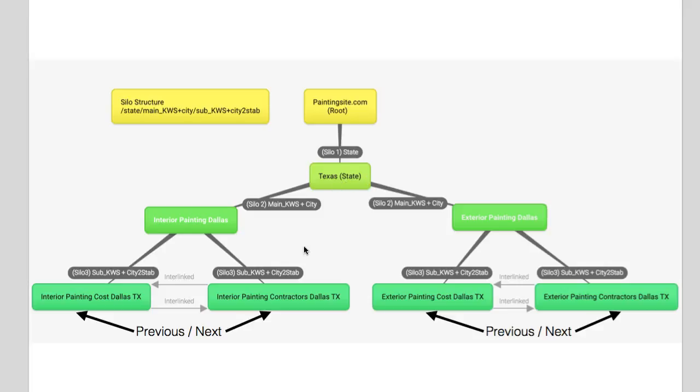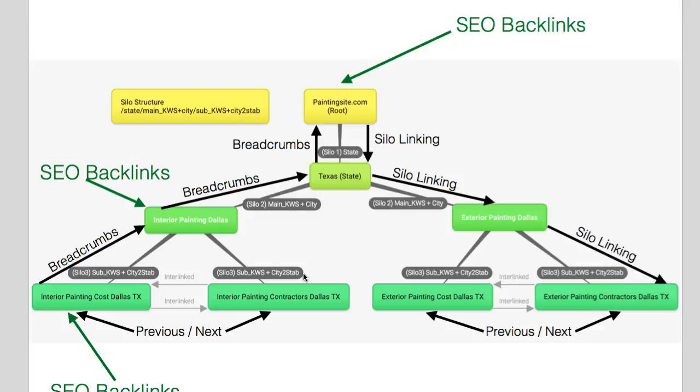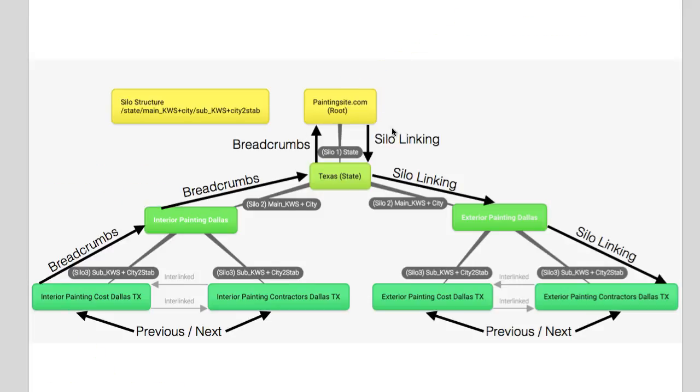Okay, so let's move on to the next thing. So this is how everything would look like. A big, grand 50-foot picture here. I have all my breadcrumbs that are linking upward towards my root. I have my silo linking that is linking downward towards my last silo. And then I also have all my pages interlinked within each respective silo, okay? So everything's interlinked within this.